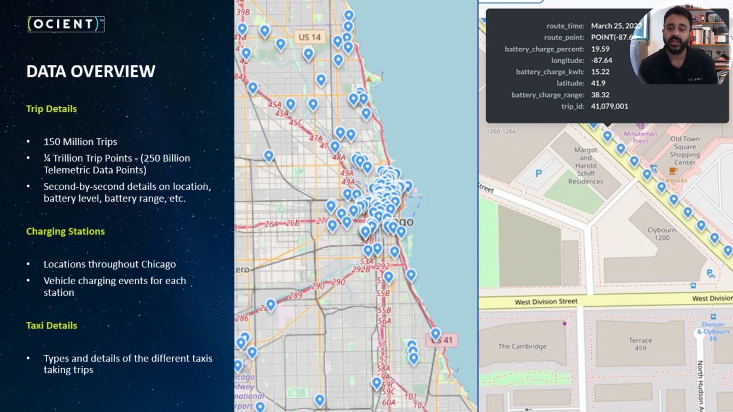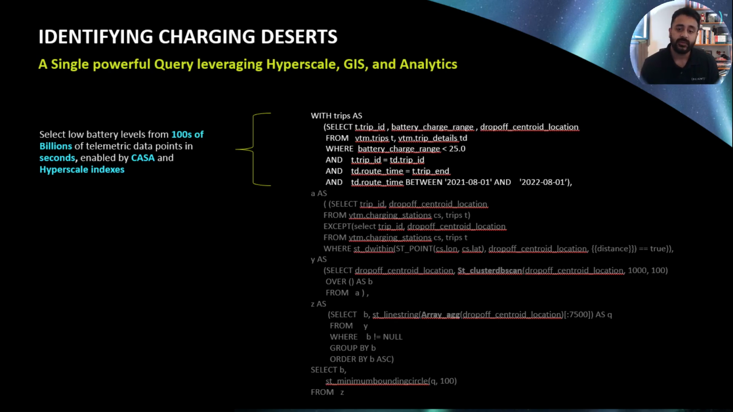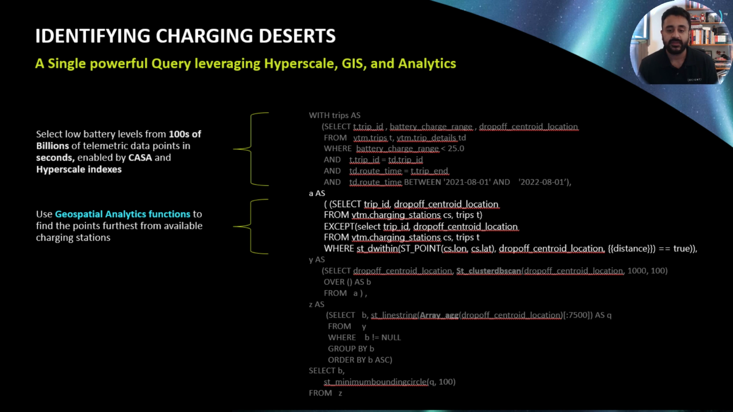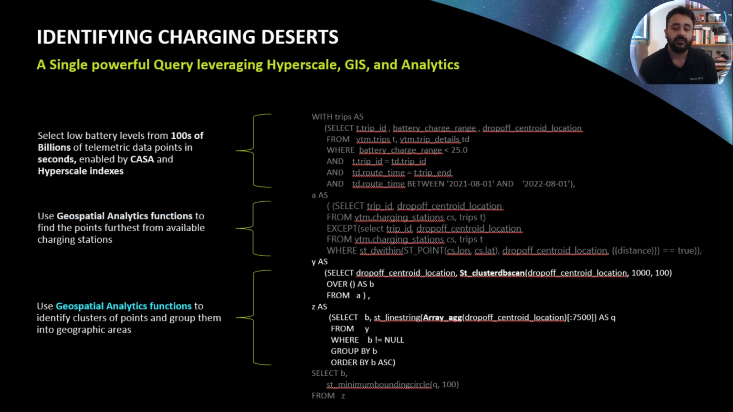Let's break down the query and the powerful combination of OcientGeo functions that will run in seconds. First, we need to identify where taxis are located as they're running out of battery. Next, leveraging some OcientGeo native spatial functions, we'll see which of these taxis are far away from a charging station. Finally, now that we have a set of taxis that are low on battery and far away from a charging station, we can use more OcientGeo spatial functions to identify clusters of these taxis. Specifically, we can use a density-based scan with this function, stClusterDBScan.